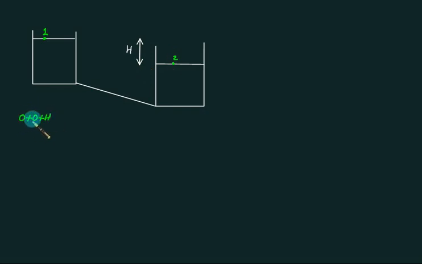On the right hand side, P1 by rho g plus V1 square by 2g plus Z1, and P2 by rho g is 0, V2 square by 2g is 0, and Z2 is 0. But is it equal to head loss due to friction only? So whatever head is available with us, is it entirely lost in overcoming the friction if we neglect the minor losses?